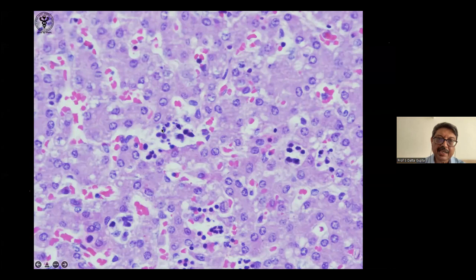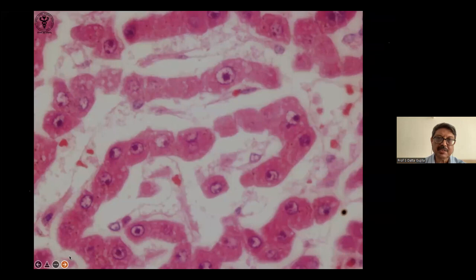And in children, you can get extramedullary hemopoiesis. These are normoblasts and megakaryocytes within the sinusoid. This is normal. The space of Disse cannot be seen.